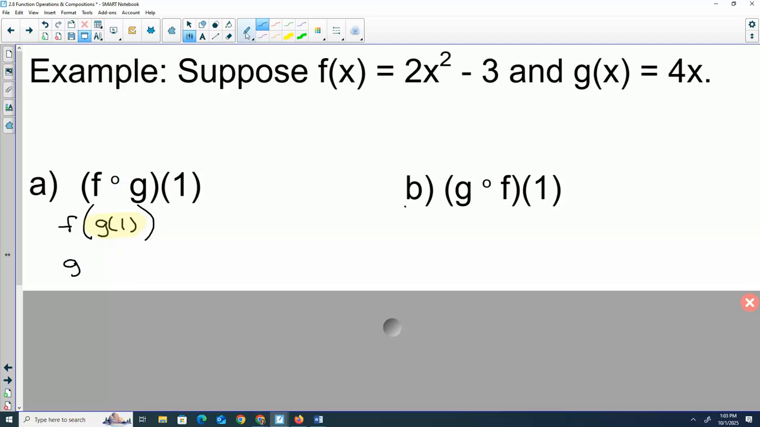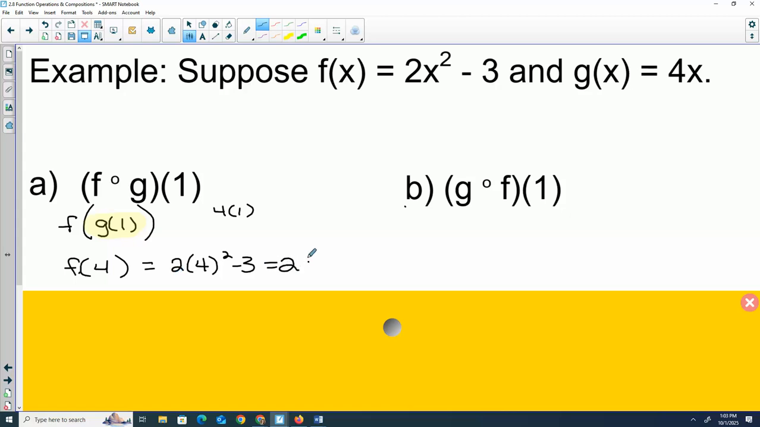What does that tell me to do? I'm going to go to function g and plug in a 1 for my x. So 4 times 1 is 4. I get that answer, so my g of 1 turned into a 4. So now f of 4, what does that mean? Go to function f, plug in a 4. So you work the inside one, get your answer, plug that into the outside. So we get 16 times 2 is 32, minus 3 is 29.